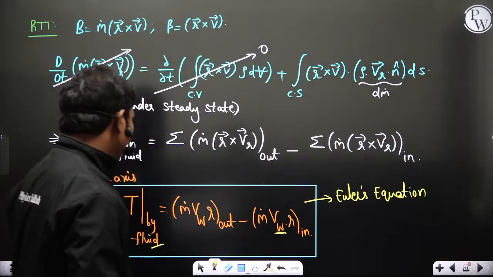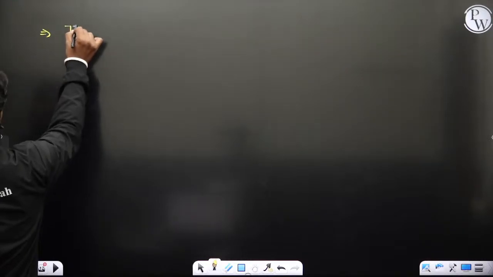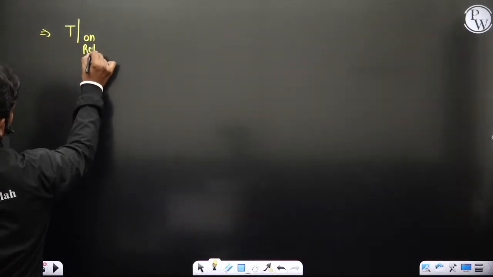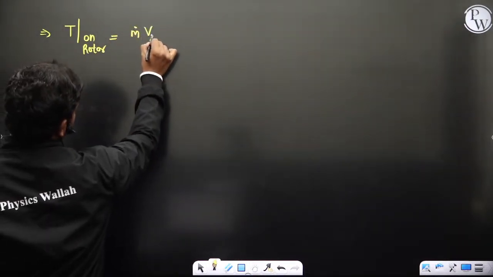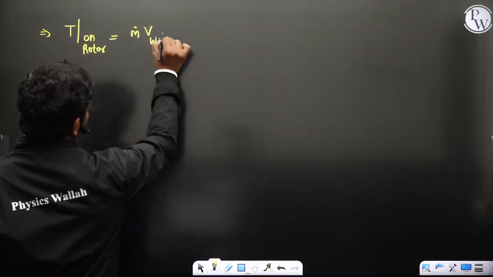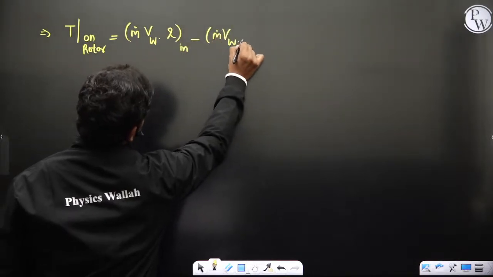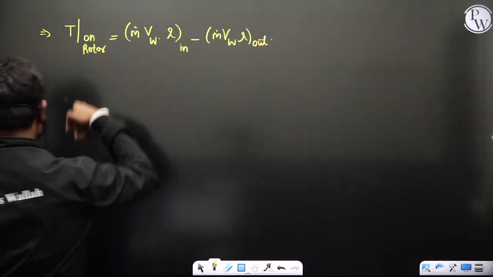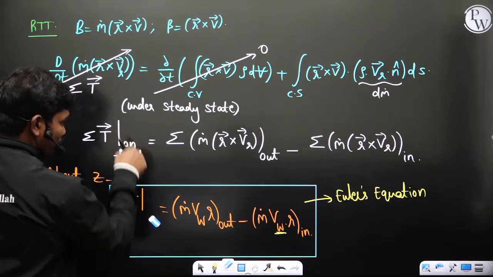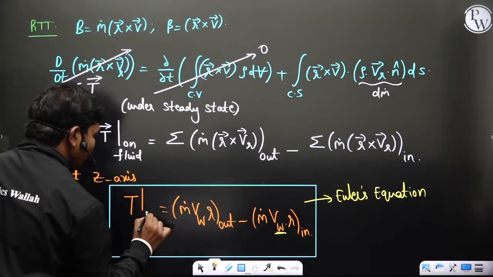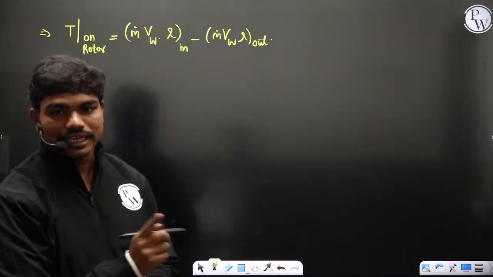And also you can see, if this is by fluid, then clearly the torque acting on the rotor is equal to m dot v w into r at inlet minus m dot v w into r at outlet, because this is on the fluid. We have written on fluid here. So if this is on fluid, then definitely on the rotor it is just the negative of that. The sign will be changing.